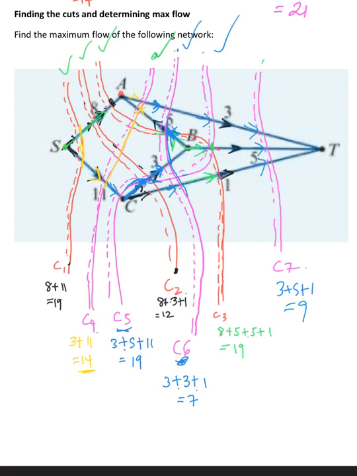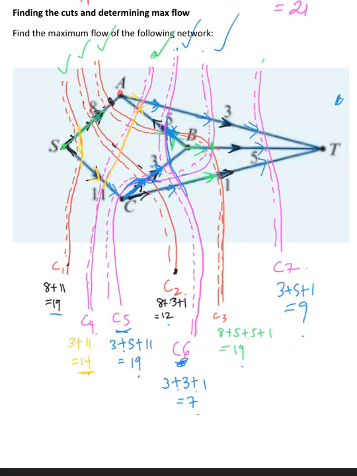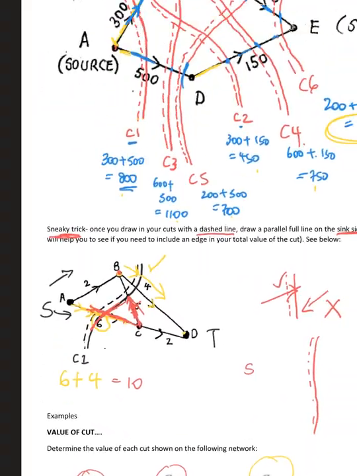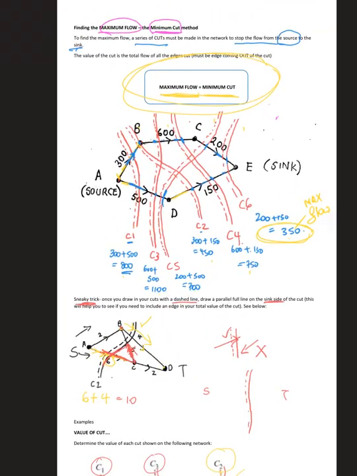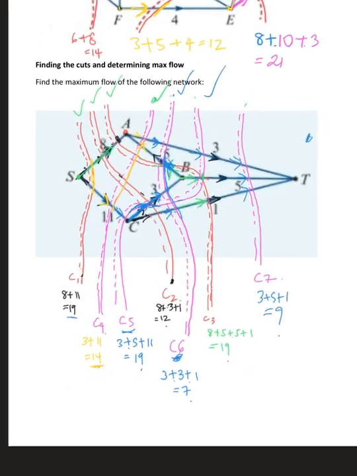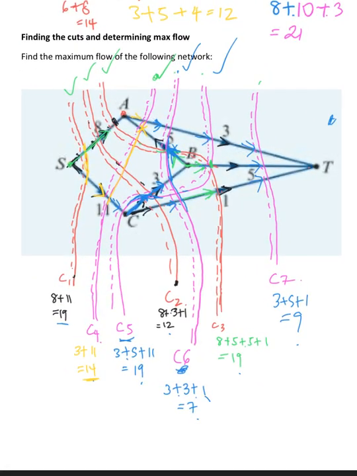Right. So now that we've done that and our page looks like this, we need to evaluate all our cuts. So I've got 9, I've got 19, 7, 12, 19, 14, 19. And remember, maximum flow is the minimum cut. So we're looking for our minimum cut, which is 7. All right, so that is the maximum flow of the network.